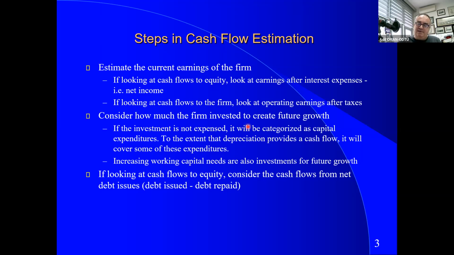And then in the second step, we need to make adjustments to this number because not all of it is actually available to be paid out to the equity holders or equity plus creditors. A company that has to grow also has to continually make investments in its assets in order to continue to grow. So we separate out this reinvestment into short-term and long-term assets. The long-term asset investments are called capital expenditures.